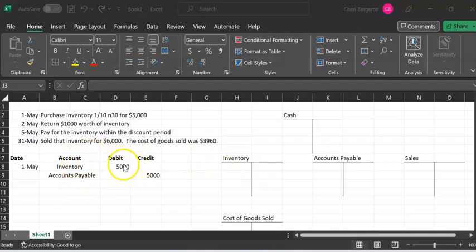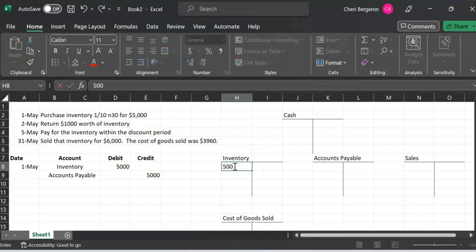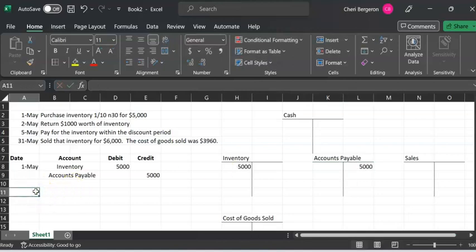So inventory was a debit of $5,000, so I'm going to put that in the left-hand side. And accounts payable is a credit of $5,000. So right now I have inventory and I owe some money for that inventory.